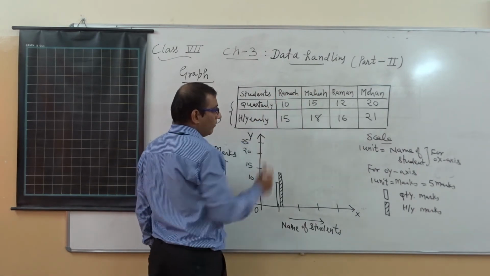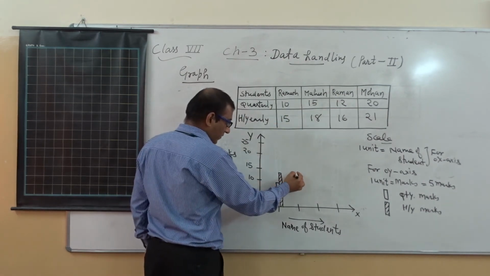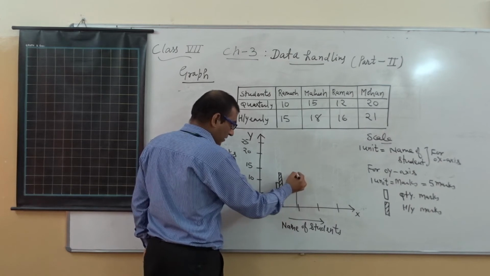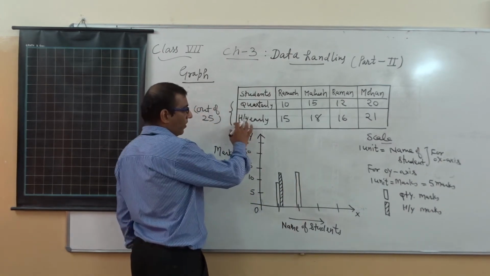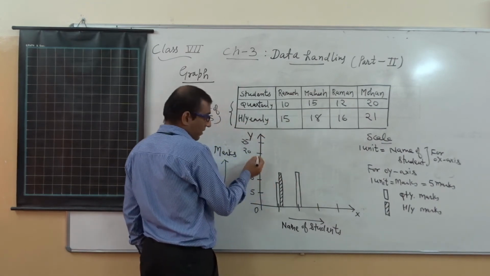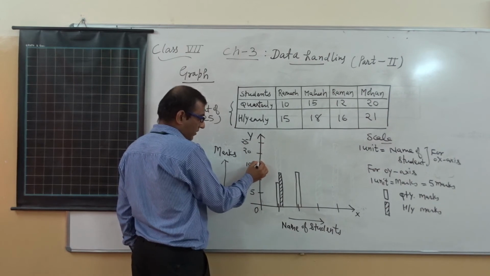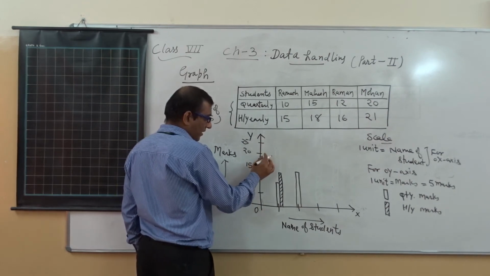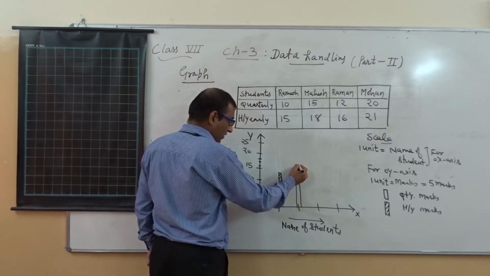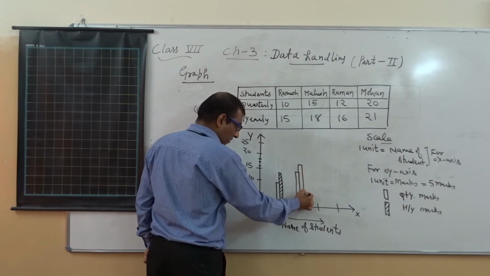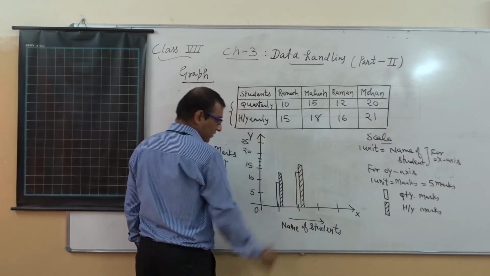Now we will come to Mahesh. Mahesh got 15 marks in quarterly. It means we will draw a building here. This is related with quarterly. Now we will come to half-yearly. 18 marks, and 18 will lie between 15 and 20. So 15, 16, 17 and 18. It means this is the point. So this is the building related with half-yearly marks.